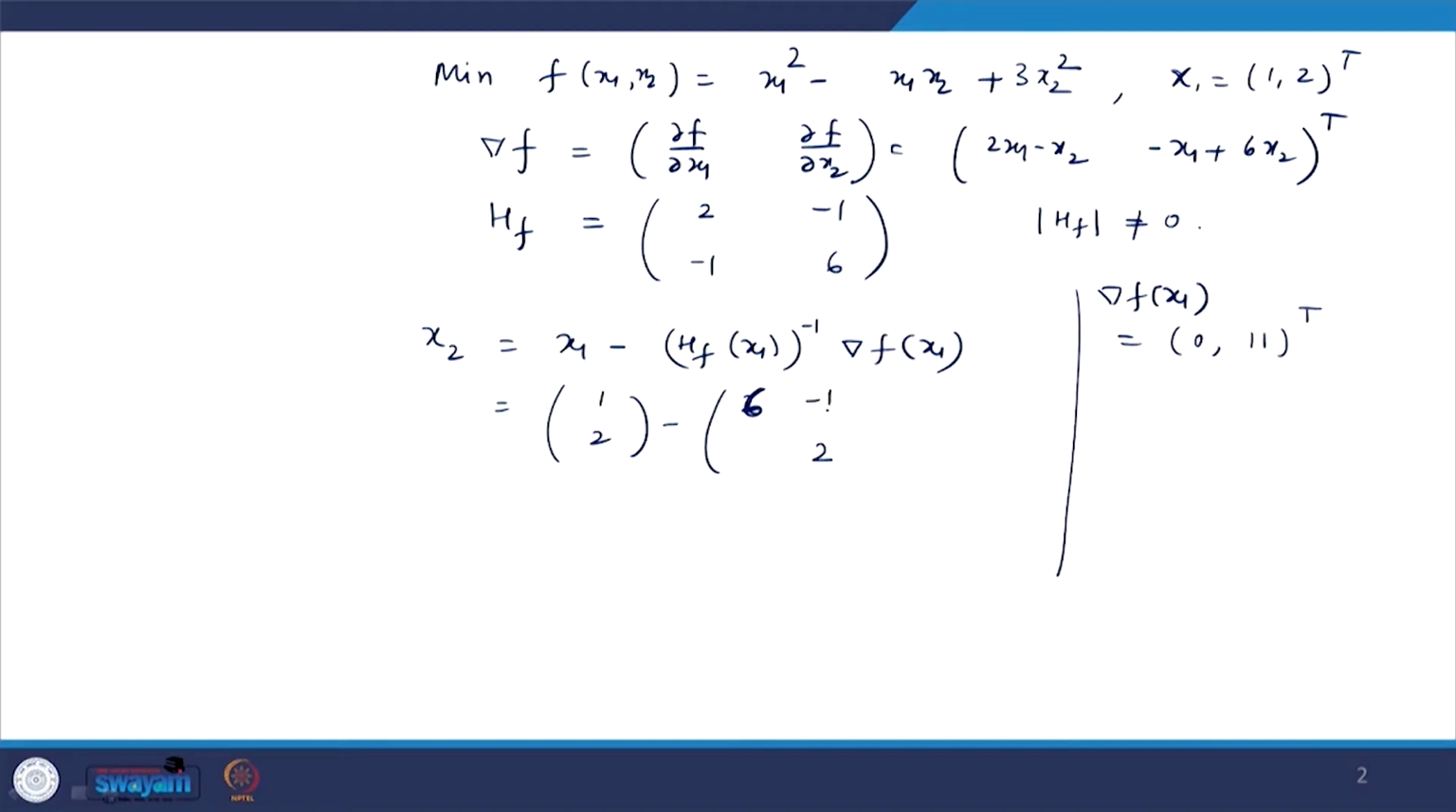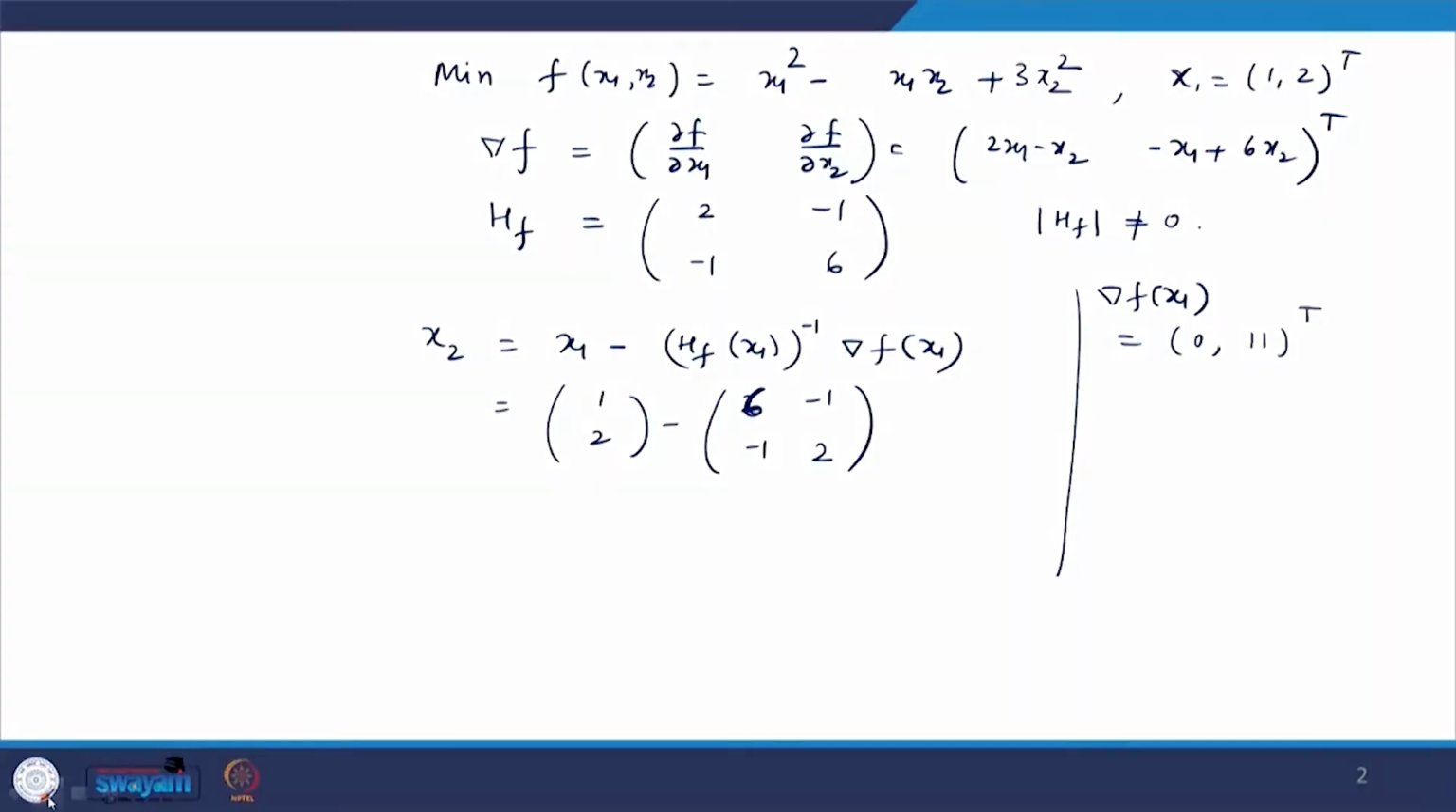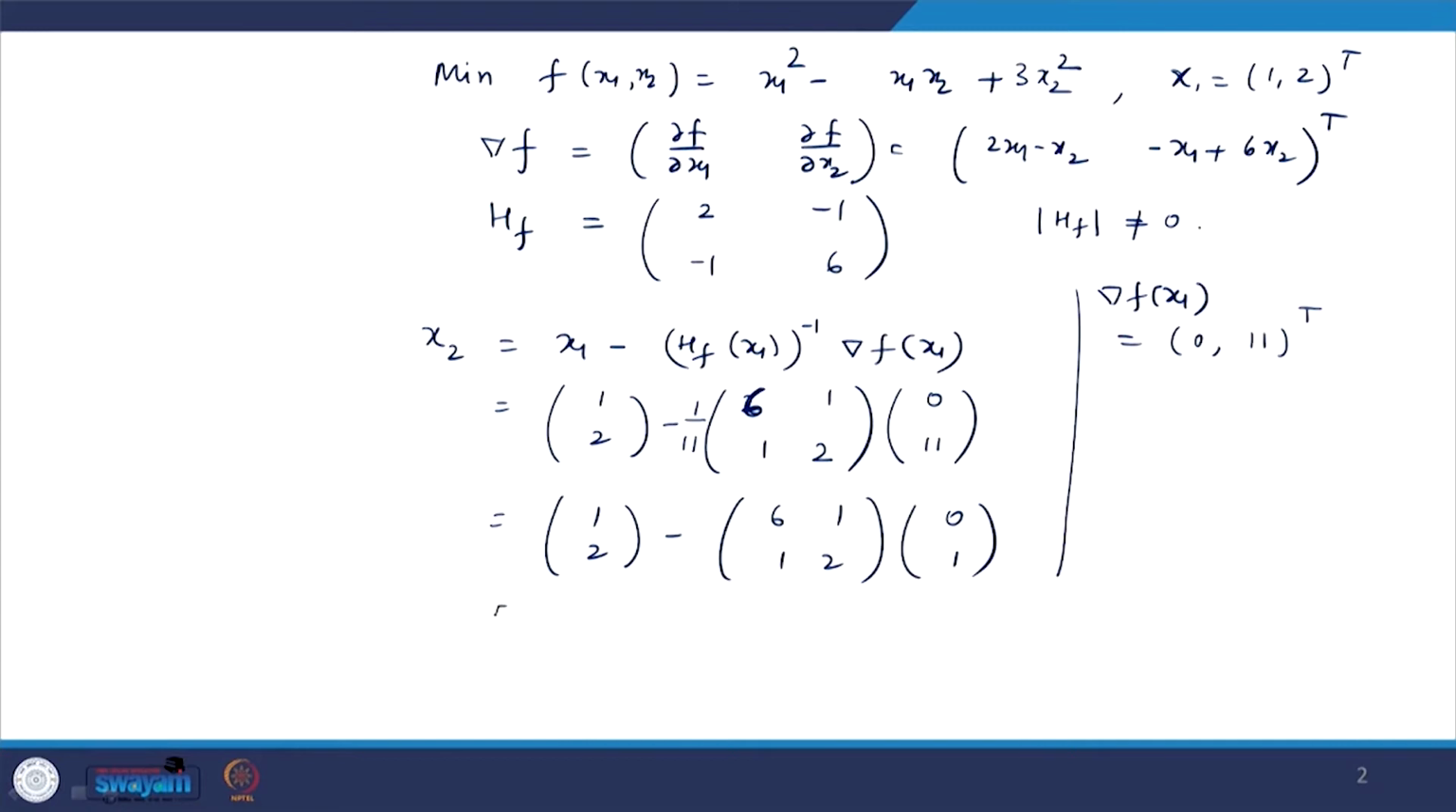The inverse of this matrix will be [6 1; 1 2], and that is divided by the determinant of this, which is 11, so 1 upon 11, into the gradient of f at x1, that is (0, 11). So this is (1, 2) minus (1/11) [6 1; 1 2] times (0, 11), and that will be (1, 2). So this is (1, 2) minus (1, 2), that is simply (0, 0). So x2 comes out to be (0, 0).